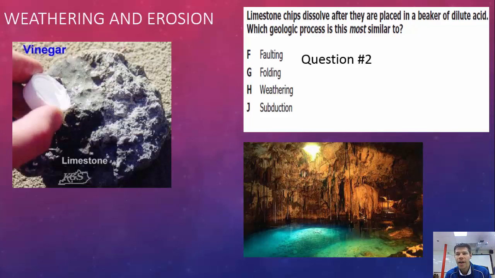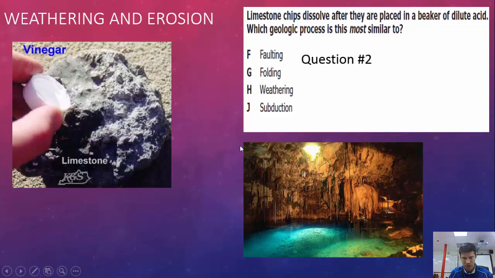Limestone chips dissolve after they are placed into a beaker of dilute acid. Which geologic process is this most similar to? So when you take a rock that's like a carbonate, that's a basic rock like limestone, and you add an acid like vinegar or even acid rain to it, you'll see a chemical reaction, and that chemical reaction is going to be the dissolving of the carbonate in the limestone.